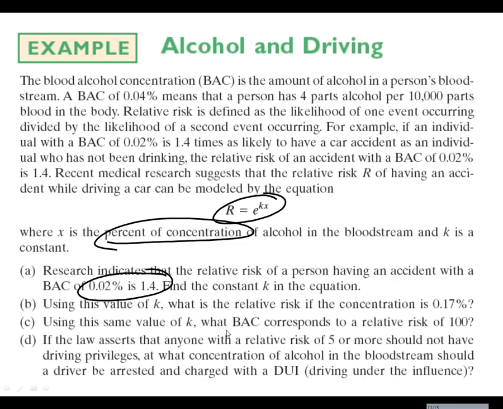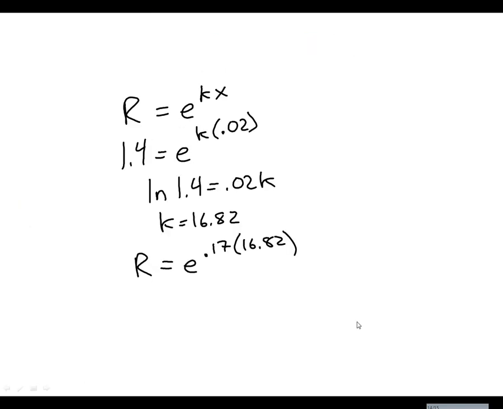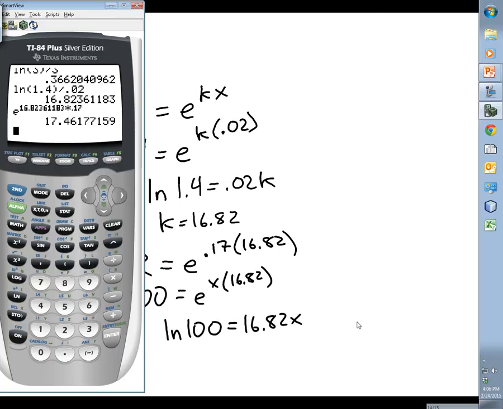Part C, using the same value of k, what's the BAC that corresponds to a relative risk of 100? Now we're going to change R. R is 100 equals e to the, don't know what x is, 16.82. So natural log of 100 is 16.82x. Back to our calculator we go. Natural log of 100 divided by 16.82, and we get 0.27. That is an extremely high blood alcohol content. You might not be alive if your blood alcohol content is that high.